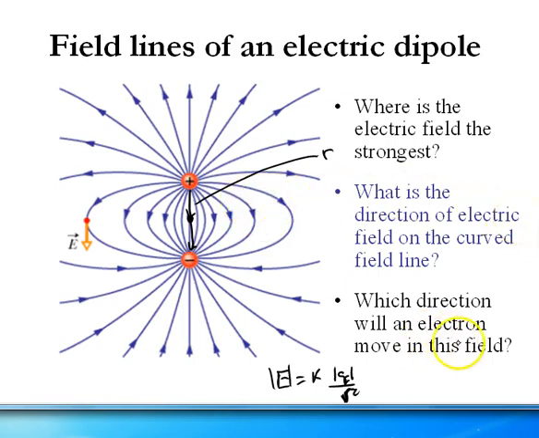If we have an electron, what direction will the electron move in this field? Well, it depends where it is in the field. If the electron is sitting right here, where we have a negative charge, it's going to be forced in the opposite direction. So that'll be our force on the electron, minus the electric field, because the electric field at this point is tangent to this field line.